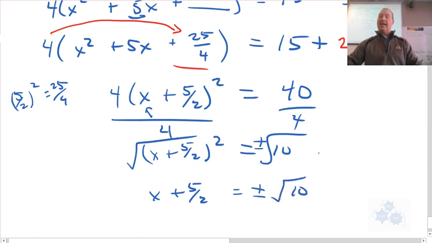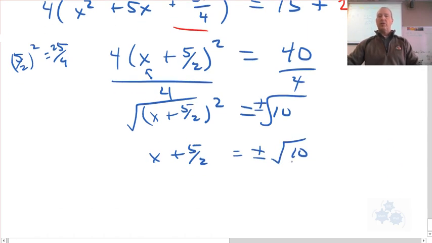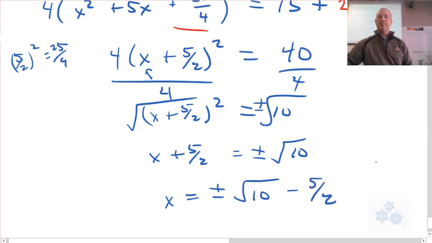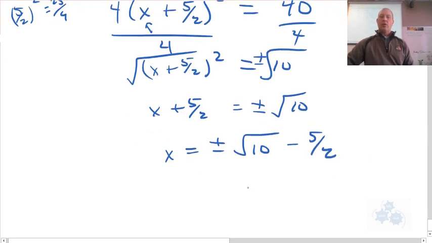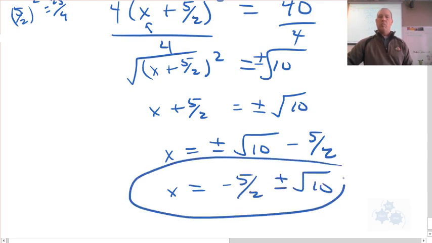We're going to leave that as an exact answer now. I won't change that to a decimal if I want an exact answer. And then x is going to be plus or minus root 10 minus 5 over 2. You can write that in any order you want, meaning it could be negative 5 over 2 plus or minus root 10. So those would be your two solutions, negative 5 over 2 plus root 10 and negative 5 over 2 minus root 10. That's exact.